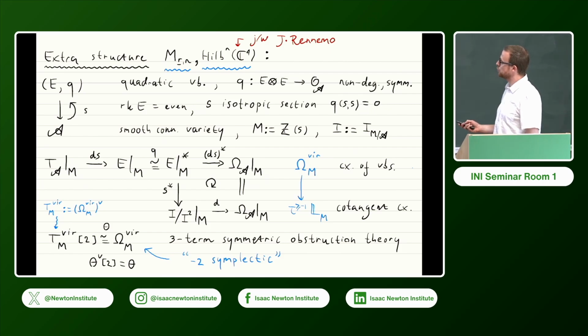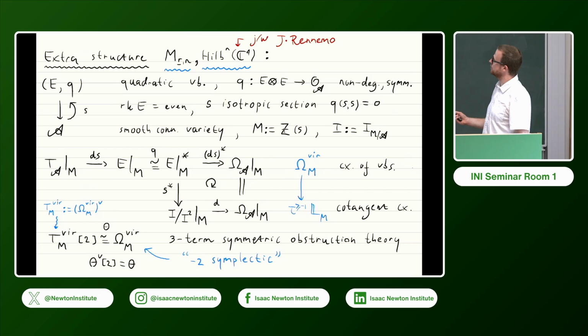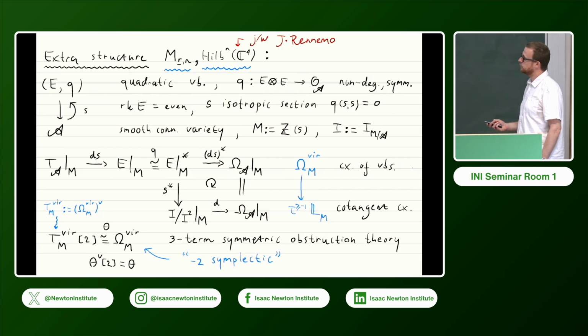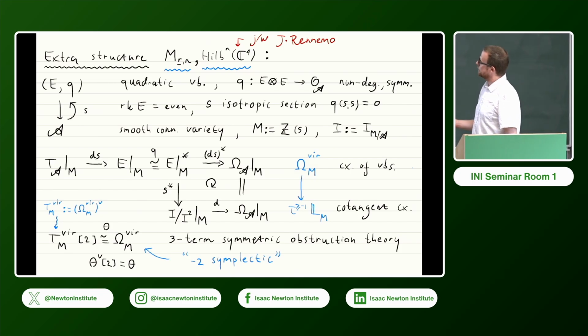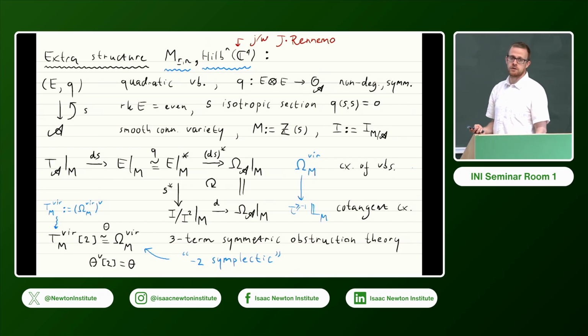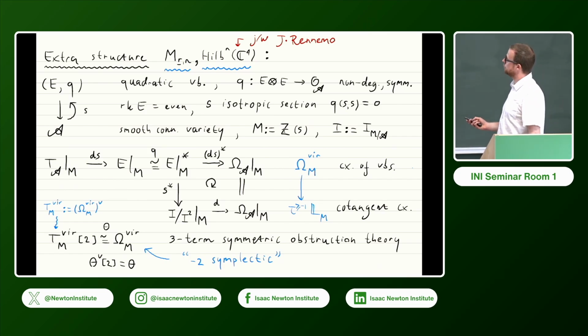We have some smooth connected variety A, with on it an even dimensional quadratic vector bundle, E. Quadratic vector bundle means we have a fiber-wise non-degenerate symmetric bilinear form, little q, and we have a section of this quadratic bundle, and we require that this section is isotropic, so the quadratic form vanishes on it. And let M be the zero locus of this isotropic section.